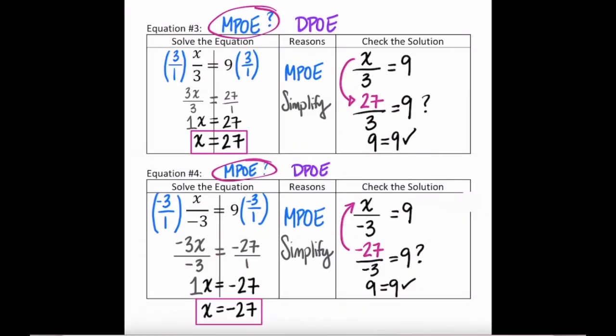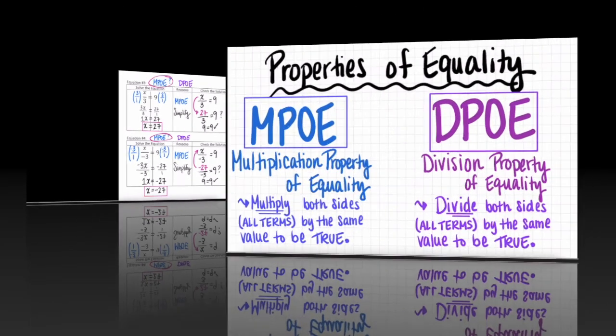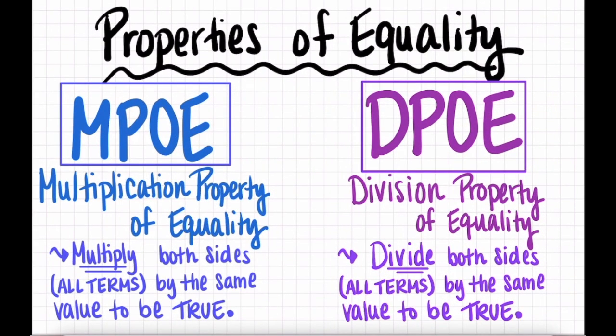So it appears that when your equation has division, we use multiplication to solve it. That's it for today's lesson on solving equations with multiplication and division.